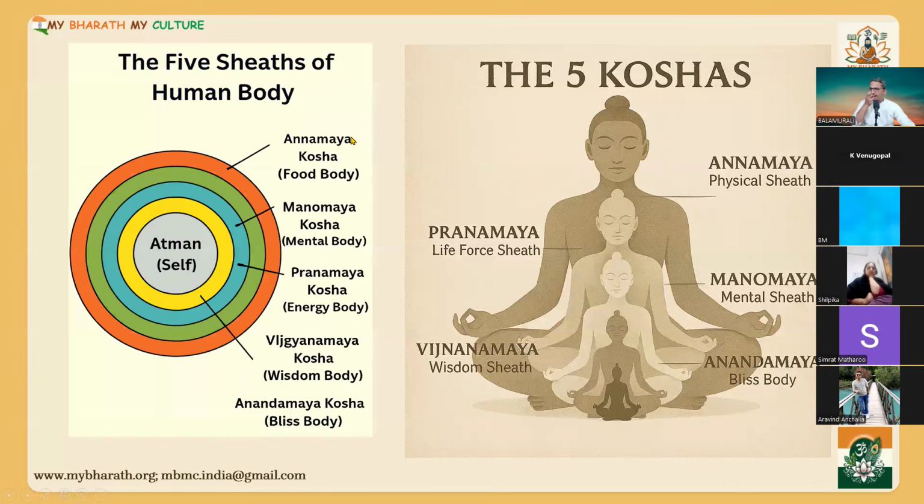Why is it called food body? Because I start eating, I gather this body. When I was just born, I was like 3 kg, 4 kg, 5 kg, now 60, 70, 80, 90, whatever it is. All this came because I started eating food. When it came from food, it is called Annamaya Kosha, the food body. Beyond the food body, there is a subtle body called Pranamaya Kosha. What is Pranamaya Kosha? It is the energy body, that which gives energy to this body.